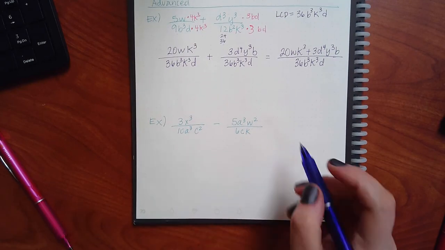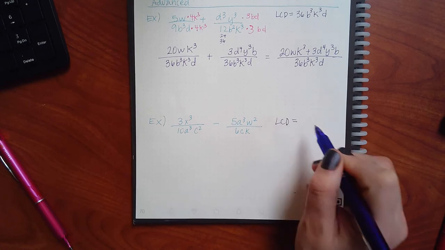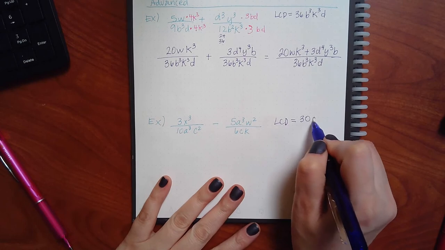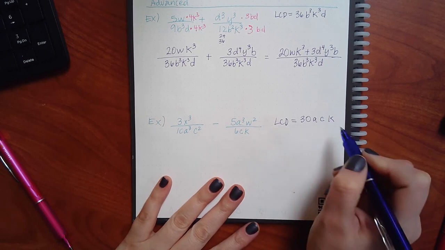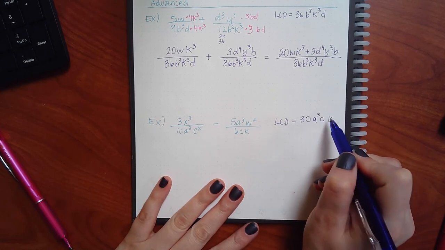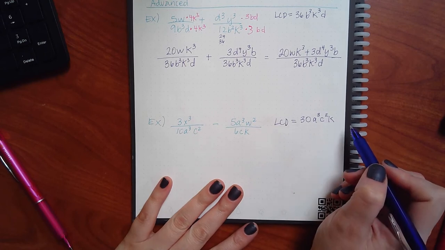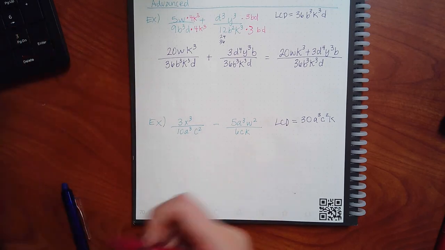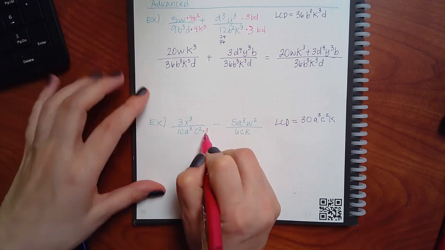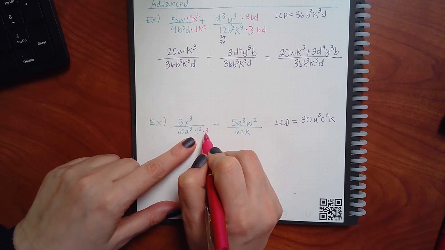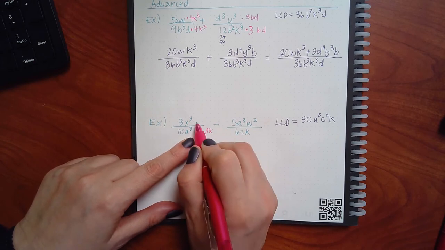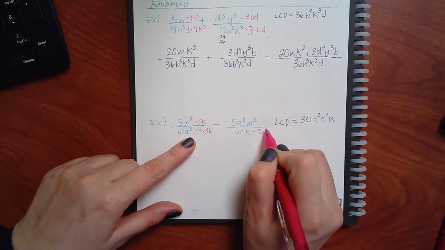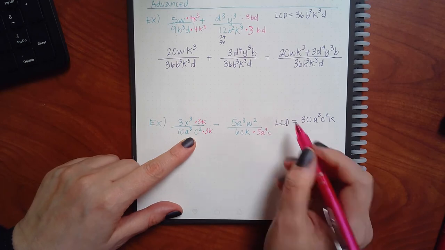Wow. Okay. Here, let's see. What is the LCD between 10 and 6? 30. And then I see A's, I see C's, and I see K's. You're going to say A cubed, C squared, and K by itself. So then what do I multiply by here? You're going to say 3 over there. 3 A cubed, C, and K by itself. The other side is multiplied by 5, A cubed, C. And that's it.